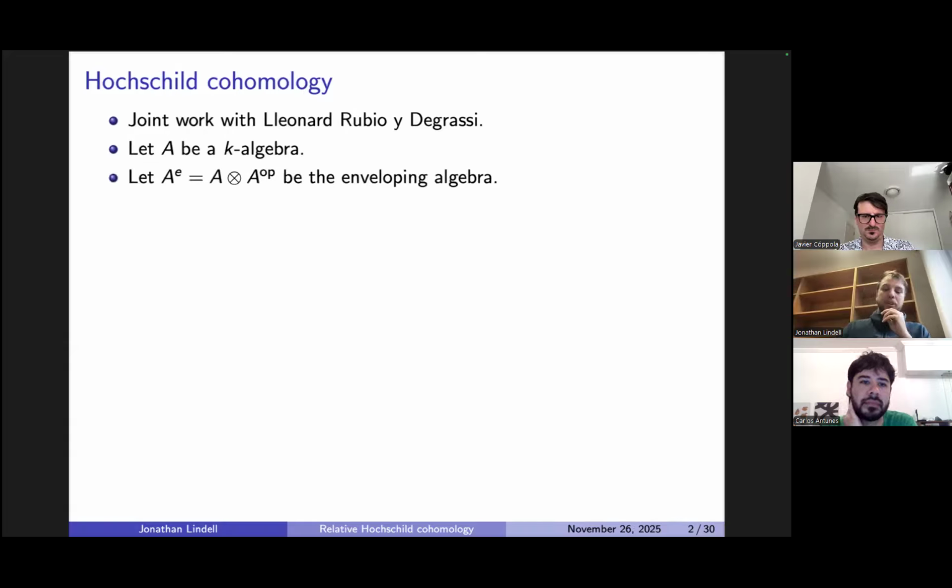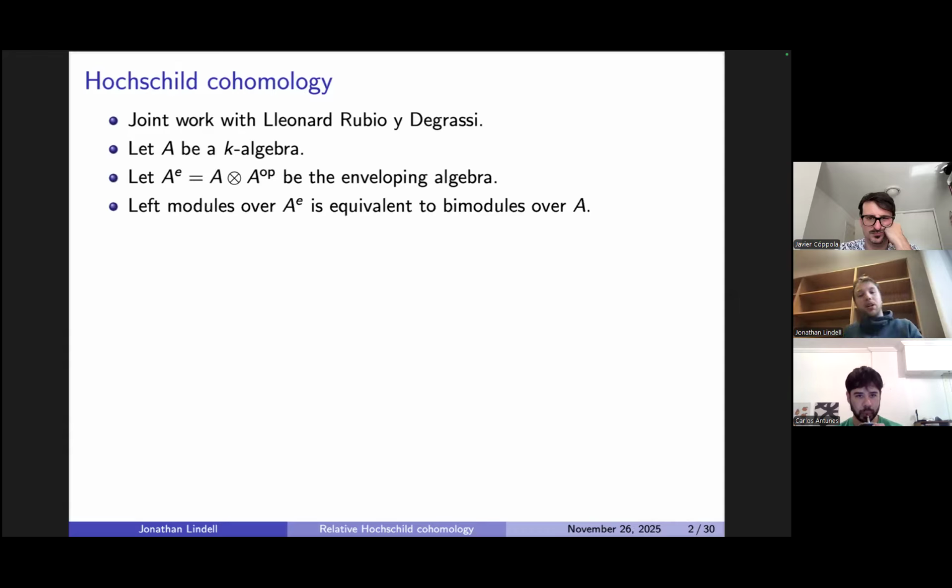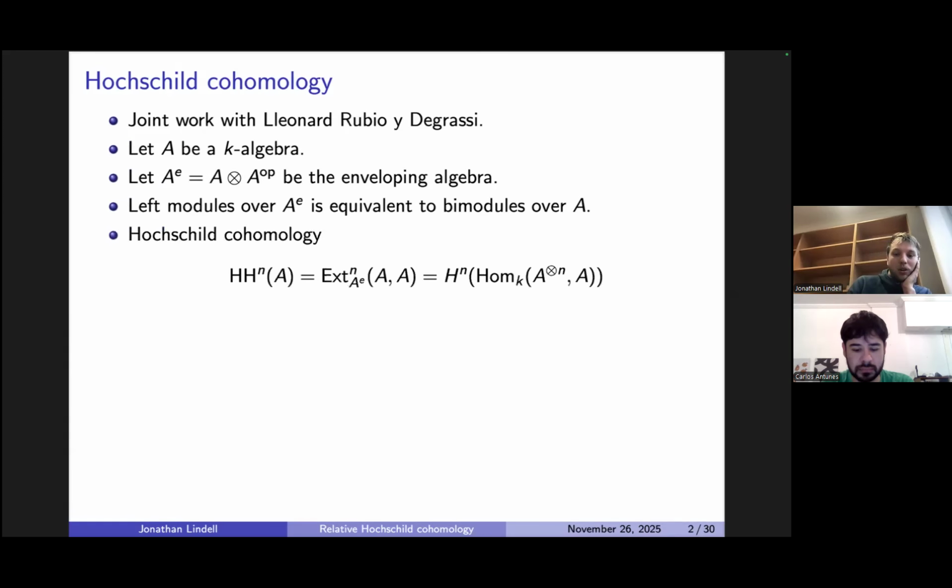Then the enveloping algebra of A is defined to be A tensor over K with the opposite algebra. The reason why we look at the enveloping algebra is because left modules over the enveloping algebra are equivalent to bimodules over the algebra that we start with. Using this, we can define the Hochschild cohomology of an algebra to be, in degree n, the n-th extensions of the algebra as a bimodule.